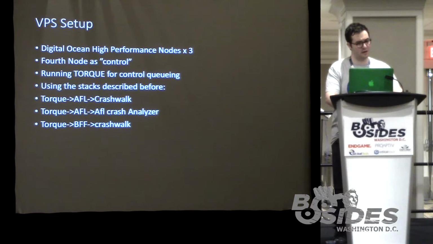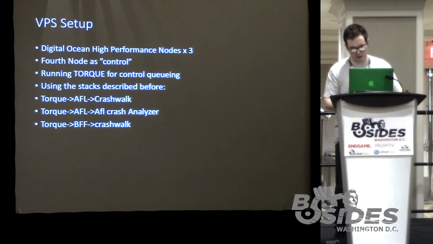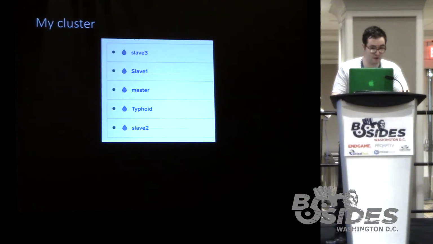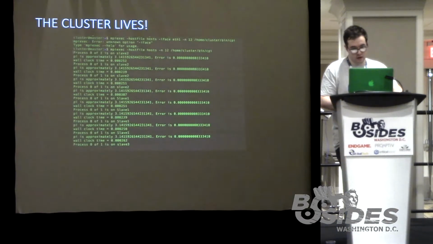Here's my VPS setup. I did this on DigitalOcean with their high performance compute nodes. They're running Torque for control queuing and using the stacks described before: Torque, AFL, Crashwalk; Torque, AFL, Crash Analyzer; Torque, BFF, and Crashwalk. Again, I don't have BFF numbers here for you guys, so I apologize in advance. And here's my cluster, and it lives.